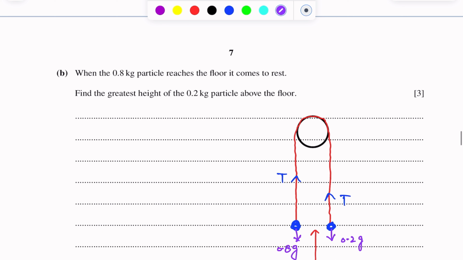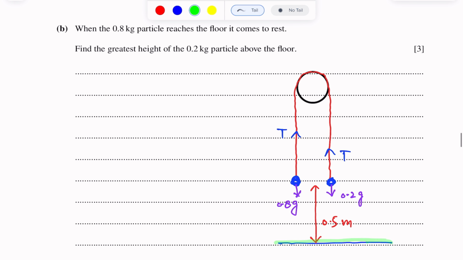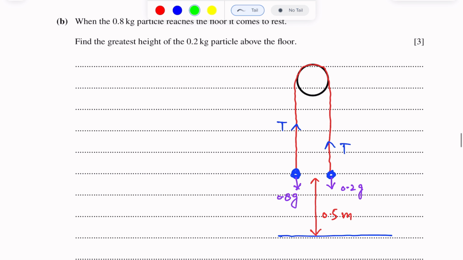Now, when the 0.8 kg particle reaches the floor, it comes to rest. As soon as the particle is released, this 0.8 kg particle starts to move downward and will reach the floor with a speed. First of all, we will find the speed with which the 0.8 kg mass reaches the floor. So for this, we have this data.